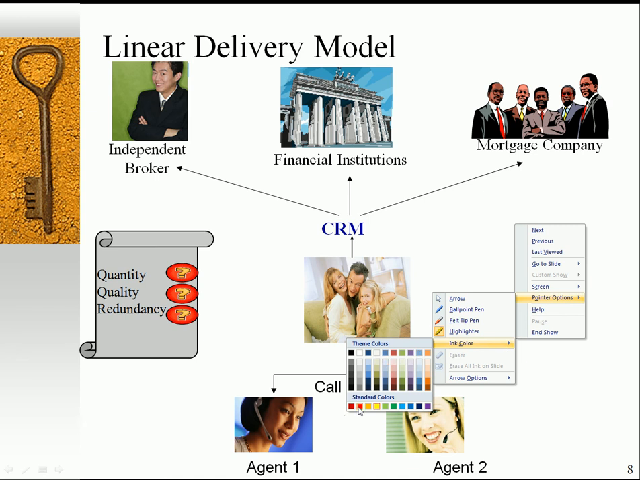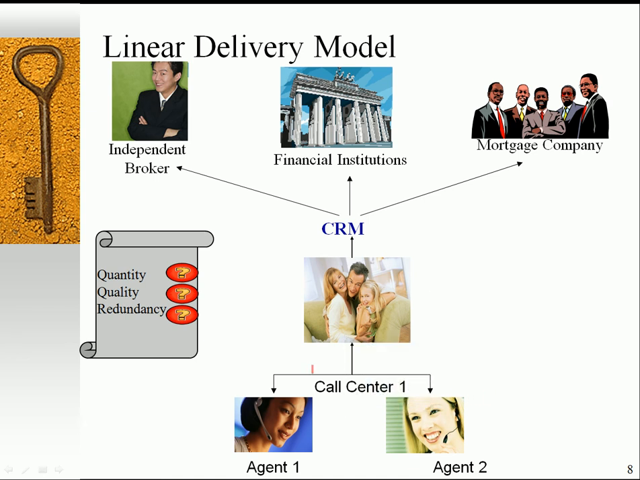So let's take a look at this one. In a linear model, what happens is you've got a call center that loads the data, and you've got multiple agents here that will basically start loading the data and start calling in. And let's take a business example of generating leads for mortgages.